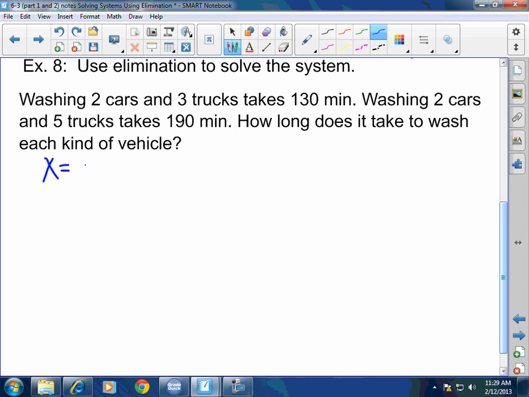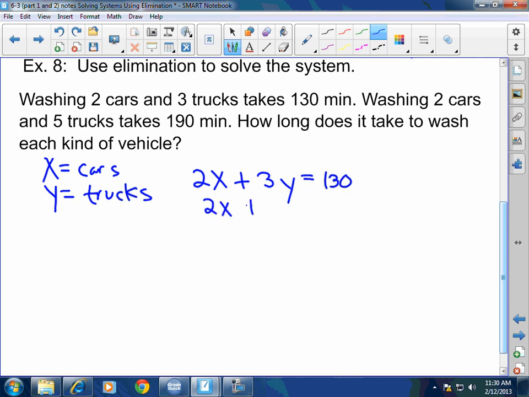Let's just call X cars and Y trucks, okay? So we've got 2X, 2 cars, plus 3 trucks, 130 minutes. 2 cars, plus 5 trucks, equals 190. And then from here, guys, eliminate. But that is the equation.